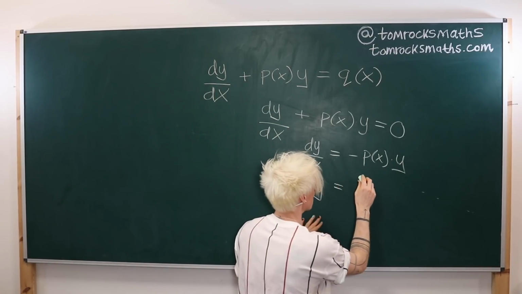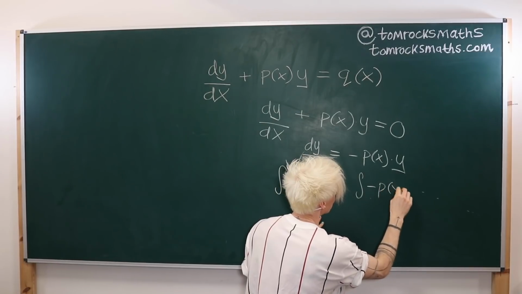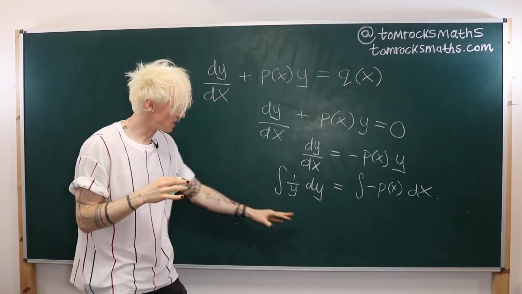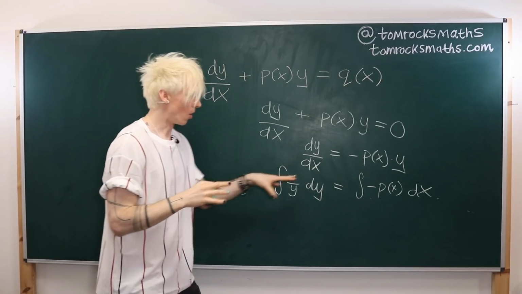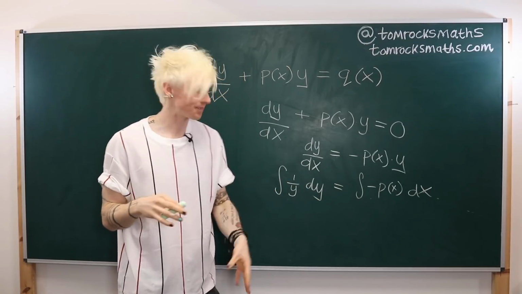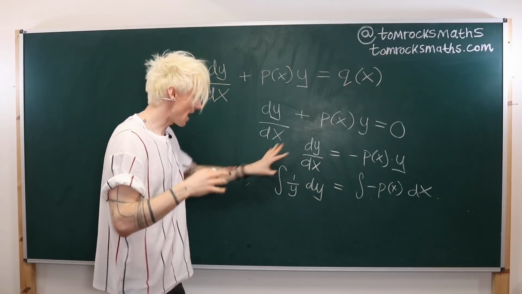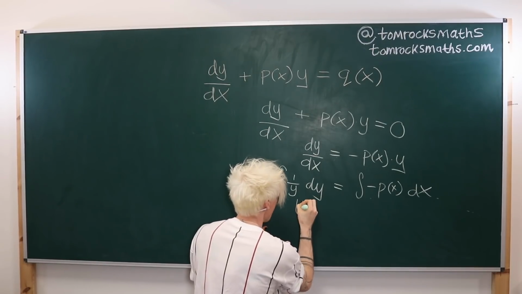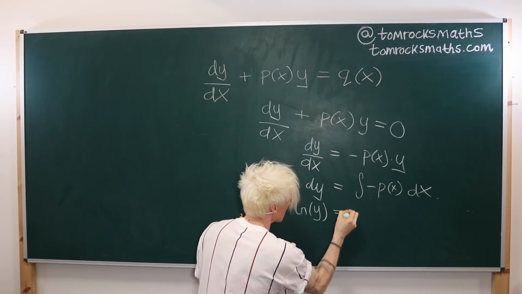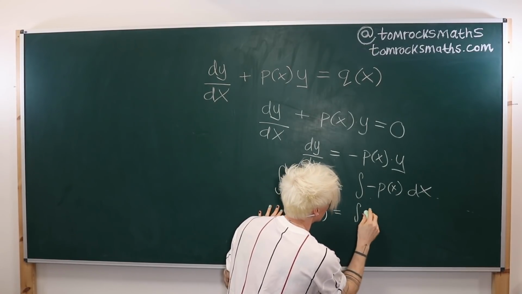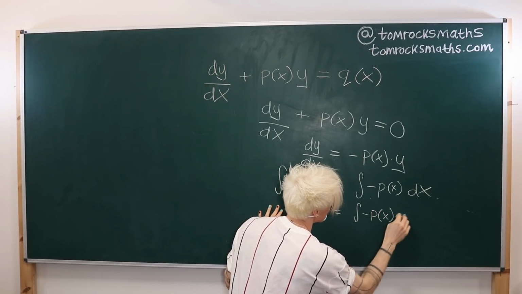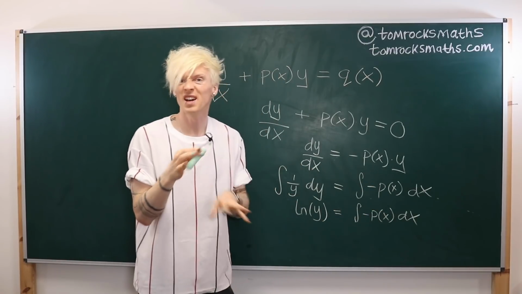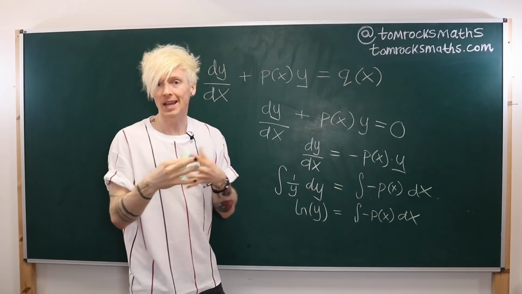So this will be equal to the integral of minus p of x dx. So now we have all of the y terms on the left-hand side of the equation, all of the x terms on the right-hand side. And now if I integrate the left, I'm going to get the natural log of y. So we'll get ln of y is equal to the integral of minus p of x dx. And we can't really integrate this function because we don't know the form of p of x. That would need to be given in our question.